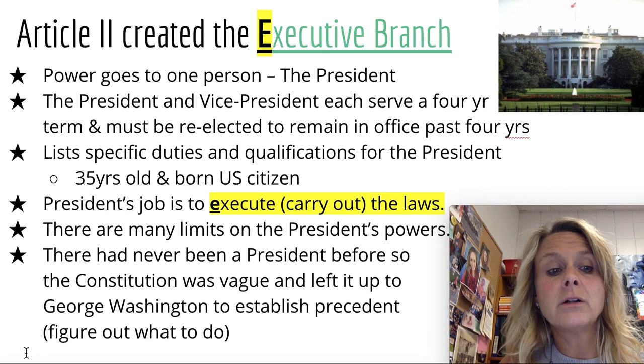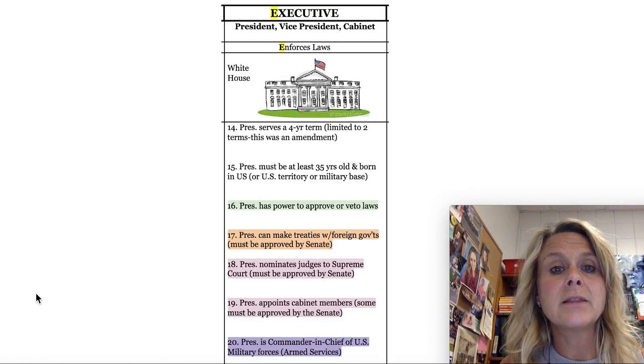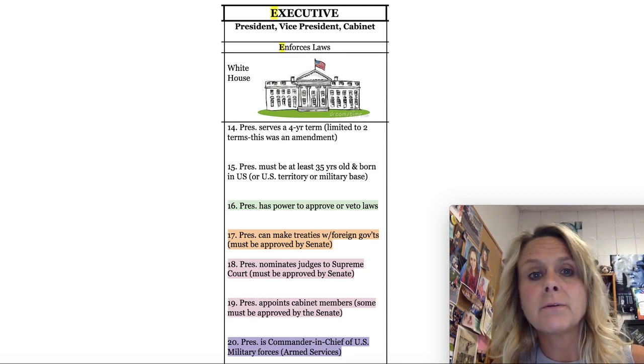The third article, oops, I forgot this part. Make sure that you have underlined and highlighted the things on your chart. This is in your Schoology account.